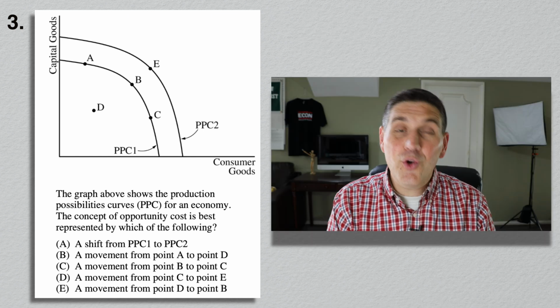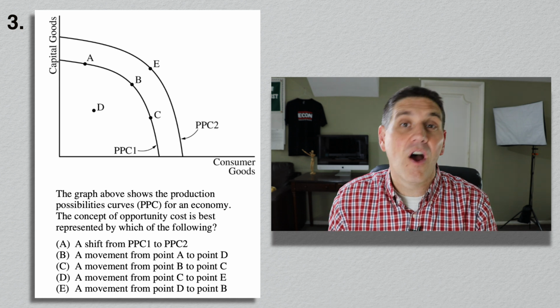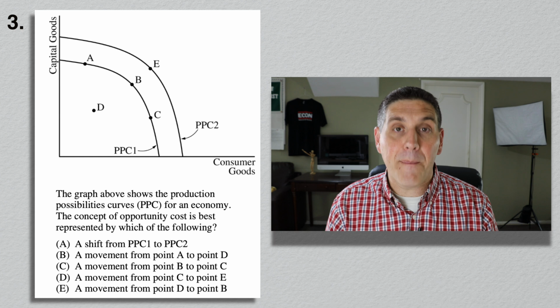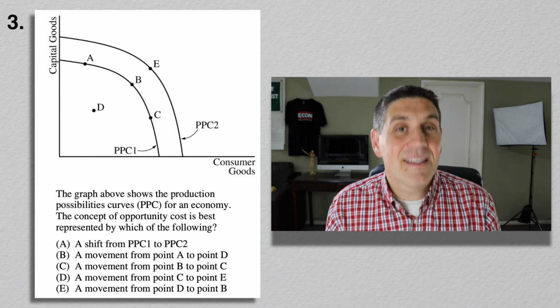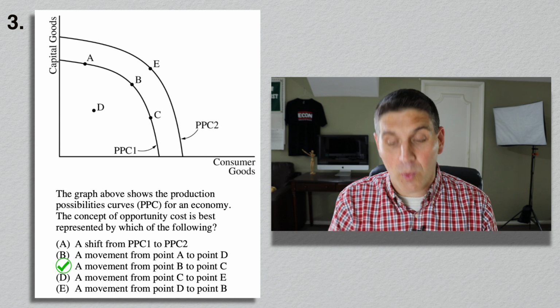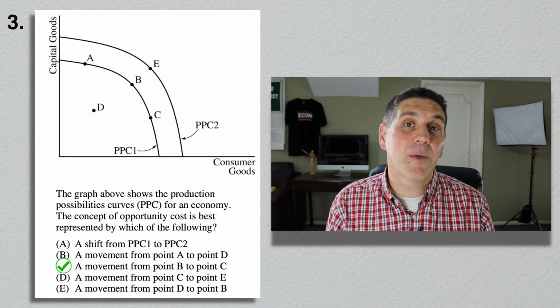You're probably gonna have 2, 3, or even 4 multiple choice questions with a production possibilities curve on your exam. This one's pretty basic. It's telling you, how do you show the idea of opportunity cost? And the answer is C. So movement along the same curve from B to C shows we're producing more consumer goods, but the opportunity cost are the capital goods that we can't produce.